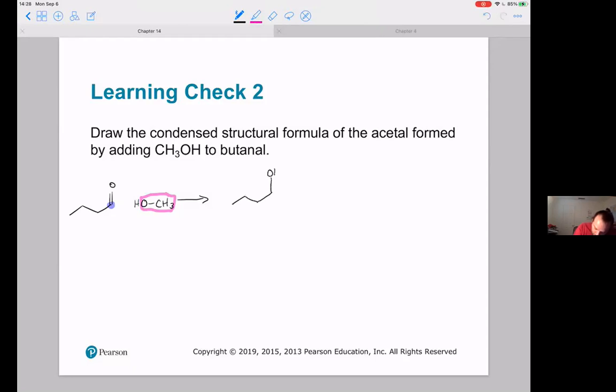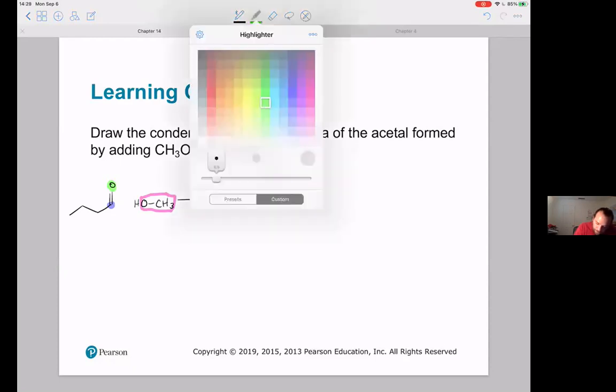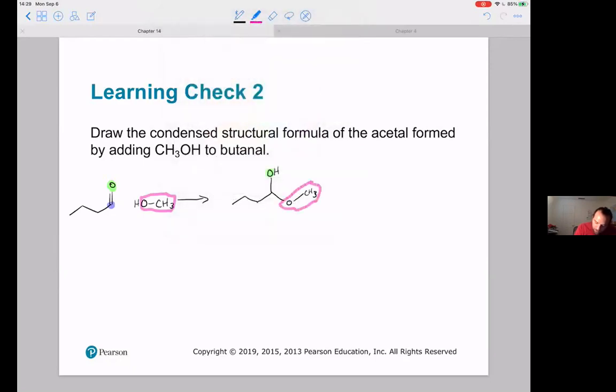So I have my alcohol that's formed from what was formerly the carbonyl oxygen. And now over here, I have that alkoxy group. But it asks for the acetal formation. This is the hemiacetal. So if I wanted to go all the way to the acetal, I would have to now have one more round of alcohol addition.